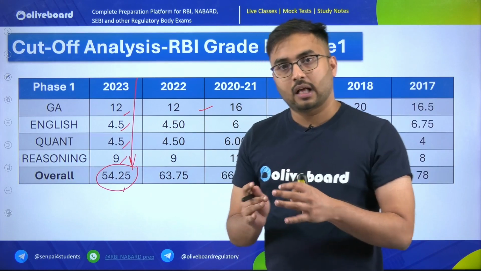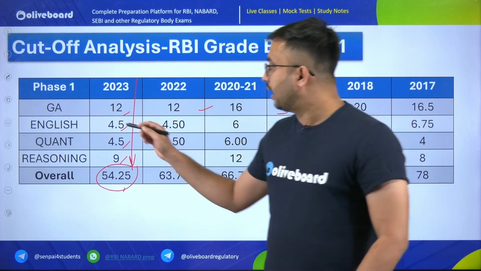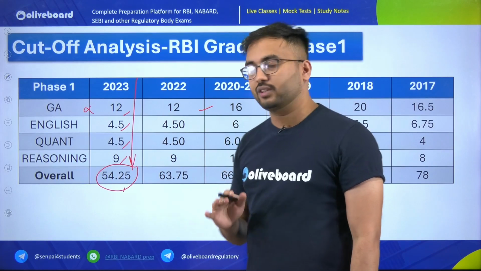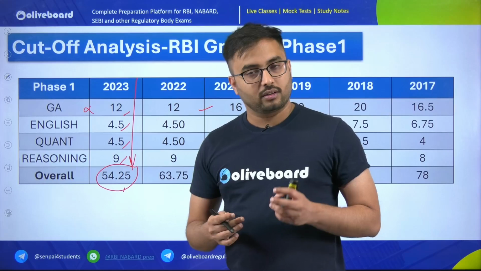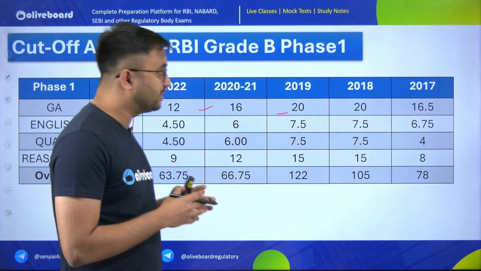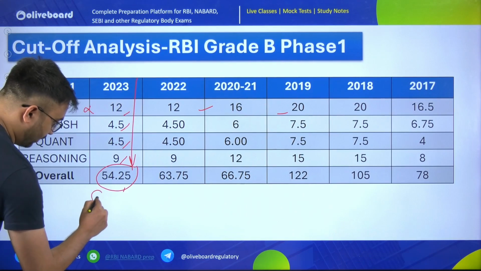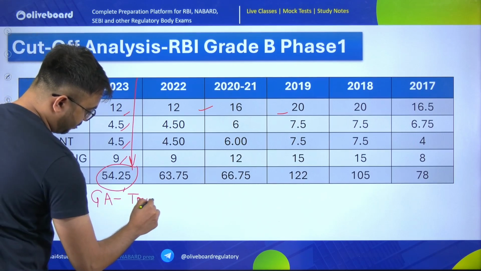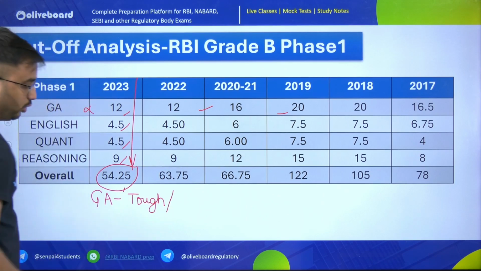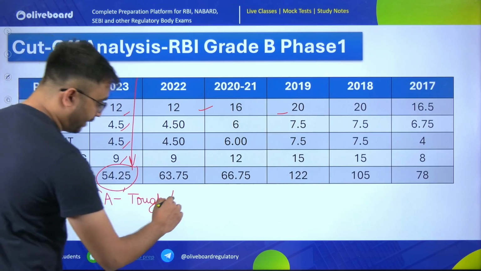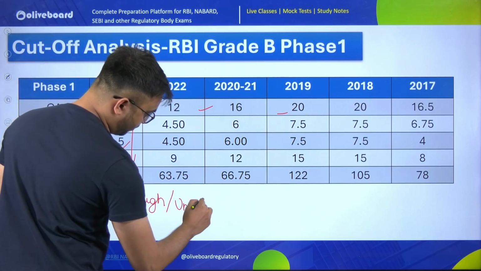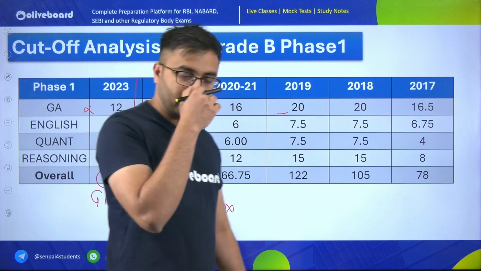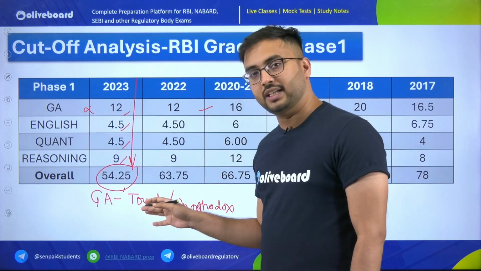Now let us compare the level of each section with respect to the year 2023. So let's talk about the first section, that is GA. We already discussed how the questions in GA were asked. Let me tell you, I'll be writing at the bottom: when I talk about GA, it was tough. Not only was it tough, but it also had unorthodox, unconventional questions. Now what was the overall composition of GA?